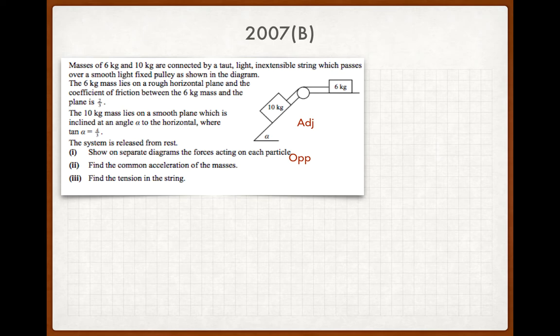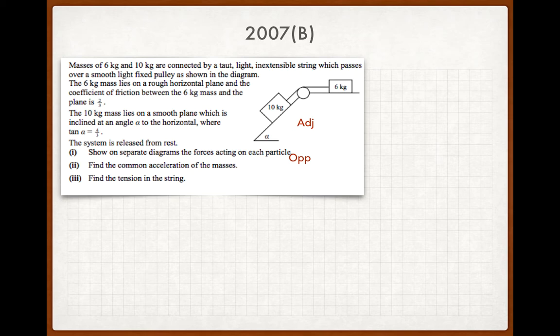10 kg mass lies on a smooth plane. Okay, it's got a mass, therefore it's got a weight vertically down. Lies on the plane, so the plane pushes back with a reaction, that's towards the top left-hand corner, perpendicular to the surface it's on. There's a string connected to it, so we have a tension, and it's frictionless, so that section is frictionless. Now we're also told that the plane is inclined at an angle alpha, and tan of alpha is equal to 4/3.